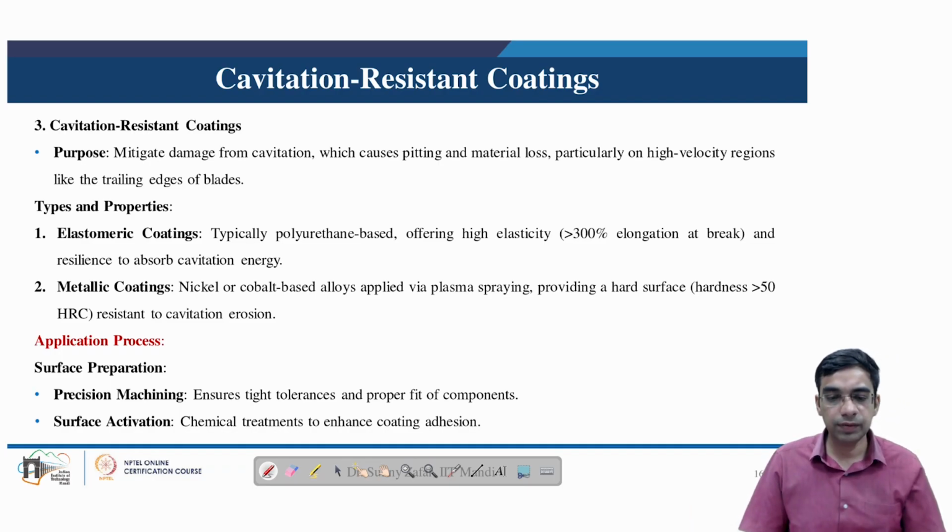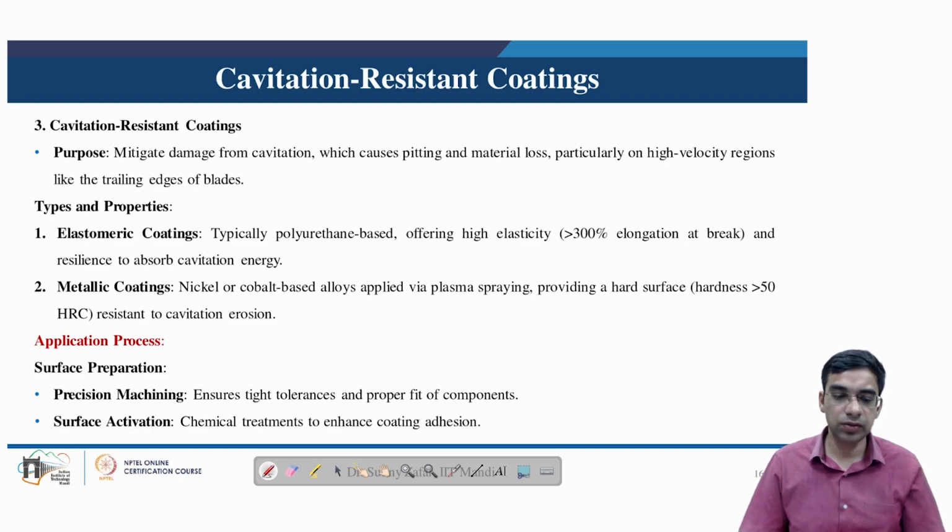The next type of coatings used in hydro turbines involves cavitation resistance coating. As we know, certain components in a hydro turbine may be subjected to cavitation, which is basically the damage caused by imploding bubbles generated once the pressure drops below atmospheric pressure. Water converts into vapor, and these bubbles, upon coming in contact with the surface of the hydro turbine component, burst, causing pitting and material loss, particularly in high velocity regions like the trailing edge of the blades.